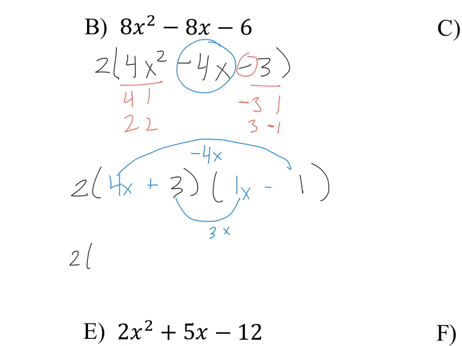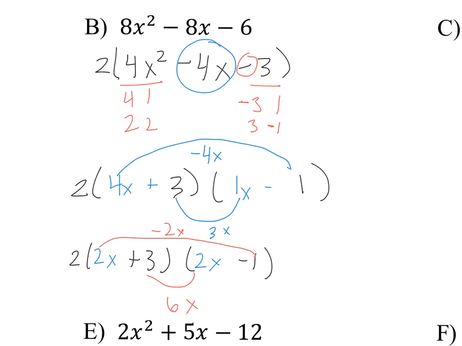So I have my 2. Don't know what's going to go there. Let's keep that a positive 3. Let's keep this a negative 1. 2 and 2 might be an easier one to check because no matter what, it's going to be the same on both. So check my outsides. So this is negative 2x. Check my insides. It's a positive 6x. If I add those together, I get 4.